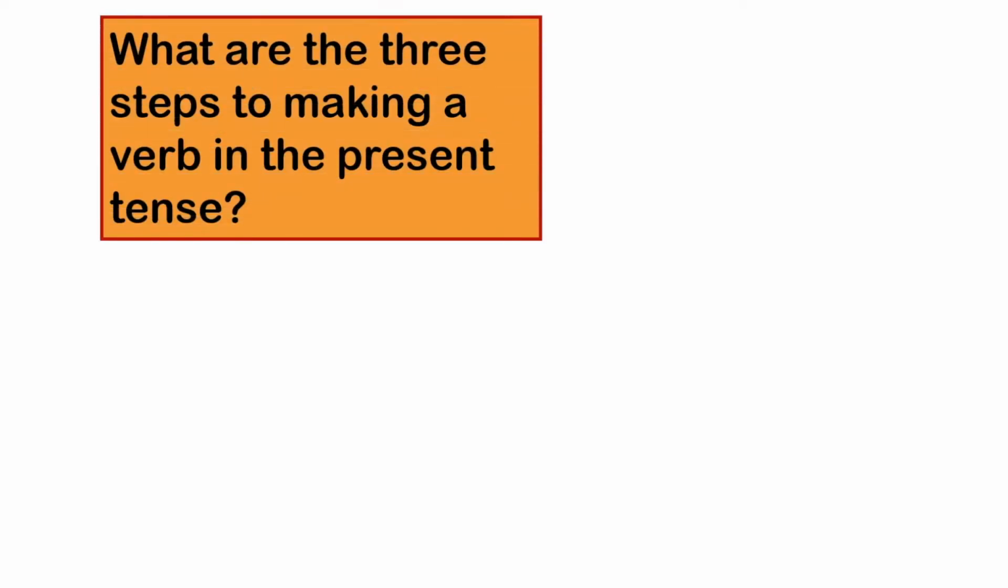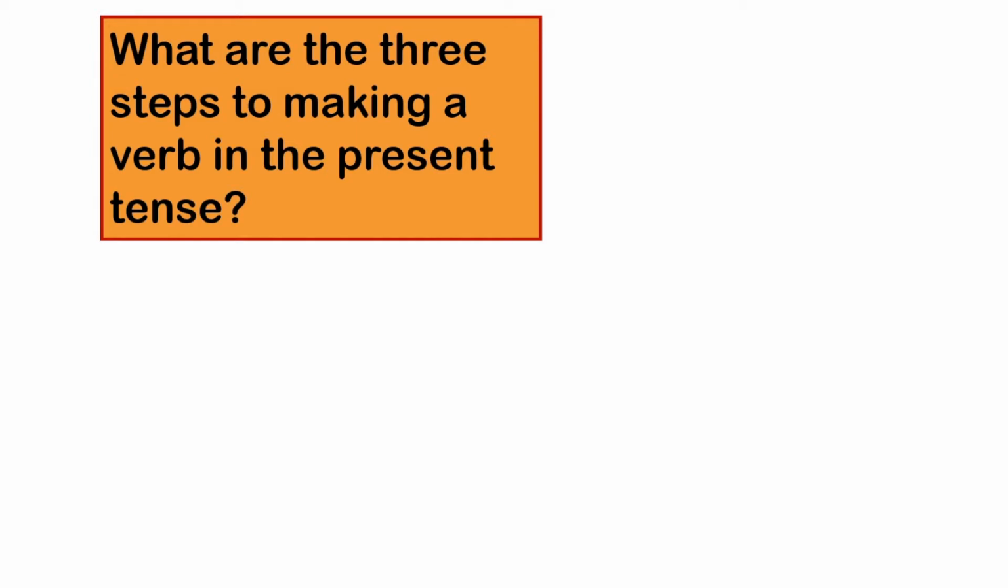So let's just do a quick recap. What are the 3 steps to making a verb in the present tense? In other words, I want to take a verb, any doing word, and I want to turn it into I jump, we jump, they jump. What are the 3 steps? So pause the video now and see if you can recall what those 3 steps are off the top of your head. It might be that you know part of it and you need to check your book. Maybe you can already recall all 3 steps.